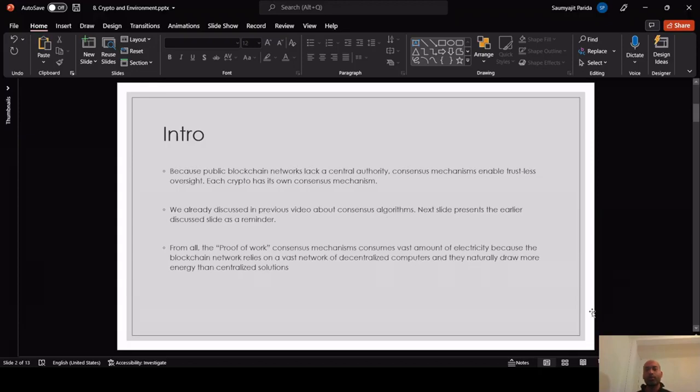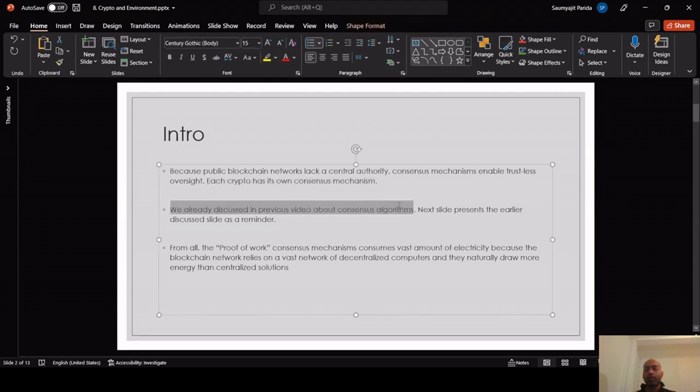Okay, coming to the intro, it is just a basic intro. We already know that blockchain networks lack a central authority because it is decentralized, and consensus mechanisms enable trustless oversight. Each crypto has its own consensus mechanism, and that is what makes each project unique. We already discussed the consensus algorithms. In the next slide, we will be going through a summary of different consensus algorithms, which is just a summary of the previous video.